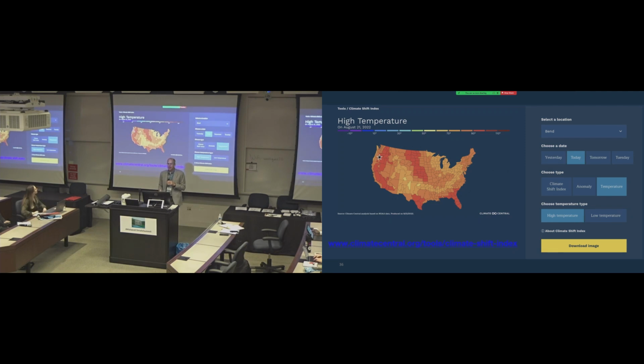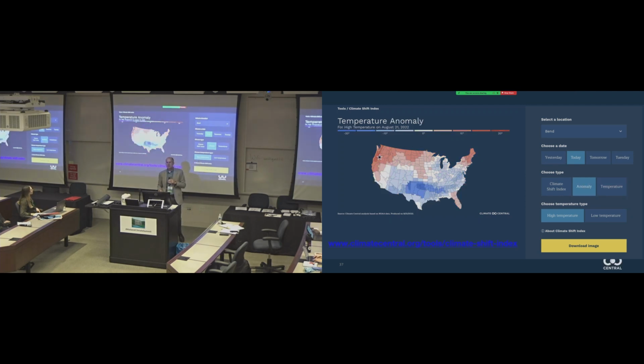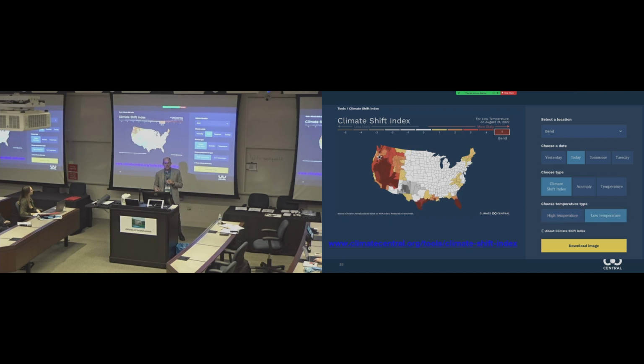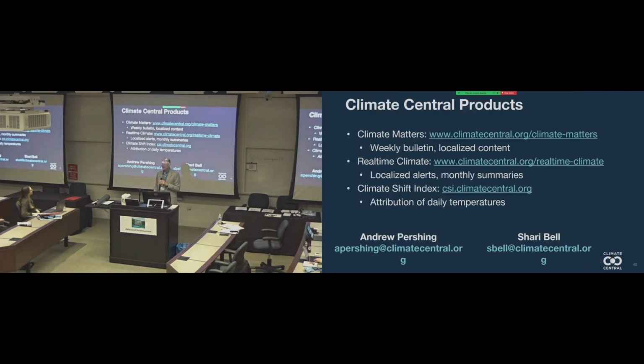So anyway, here's what our US map tool looks like, showing the actual map of temperature on August 21st. And then there's the anomaly map. And then you get the CSI color scale, and you can highlight that in Bend, Oregon, it was twice as likely due to climate change. There's another day where it was even more extreme.